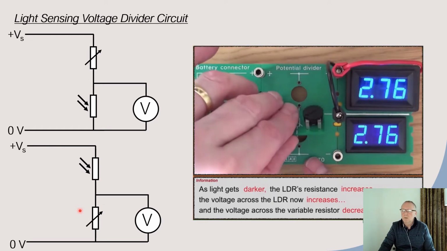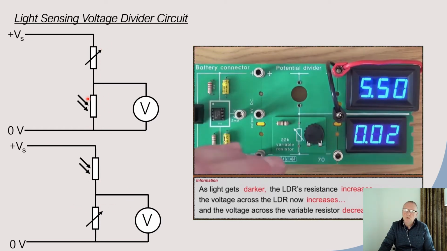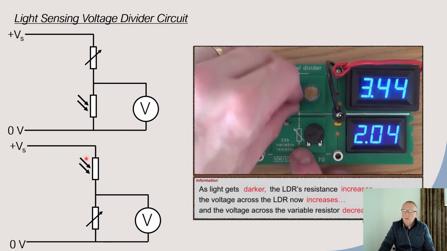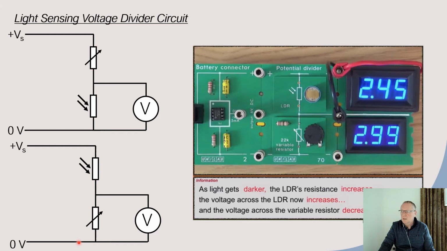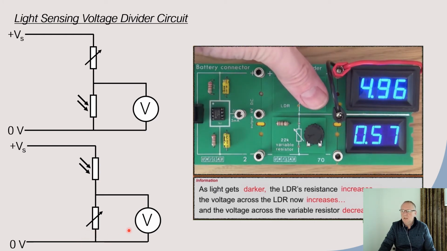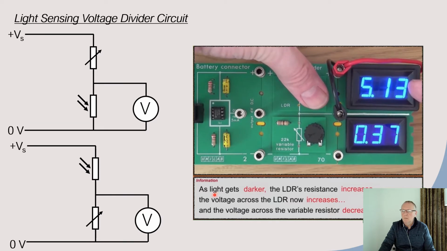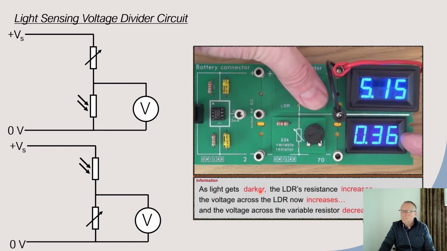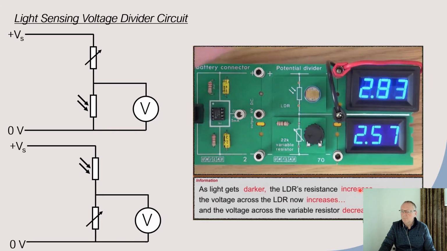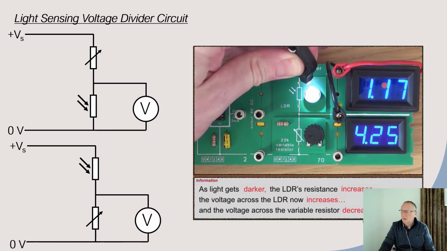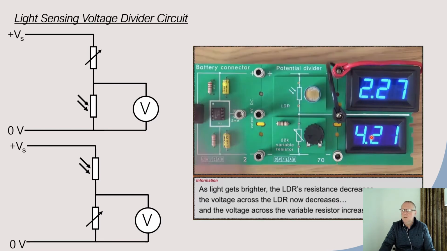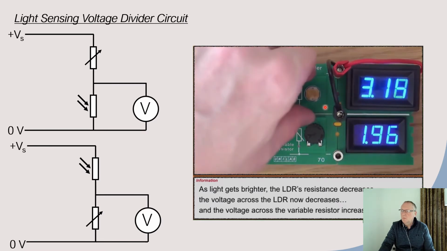Now I'm going to switch it around and swap these two components around. So now we've got the LDR at the top and the variable resistor at the bottom. We're going to start off by covering it up. This time, as the light gets darker, the LDR's resistance would increase, so the voltage across the LDR increases, and the voltage across the variable resistor decreases. The opposite was true there when I shone a light on the LDR.